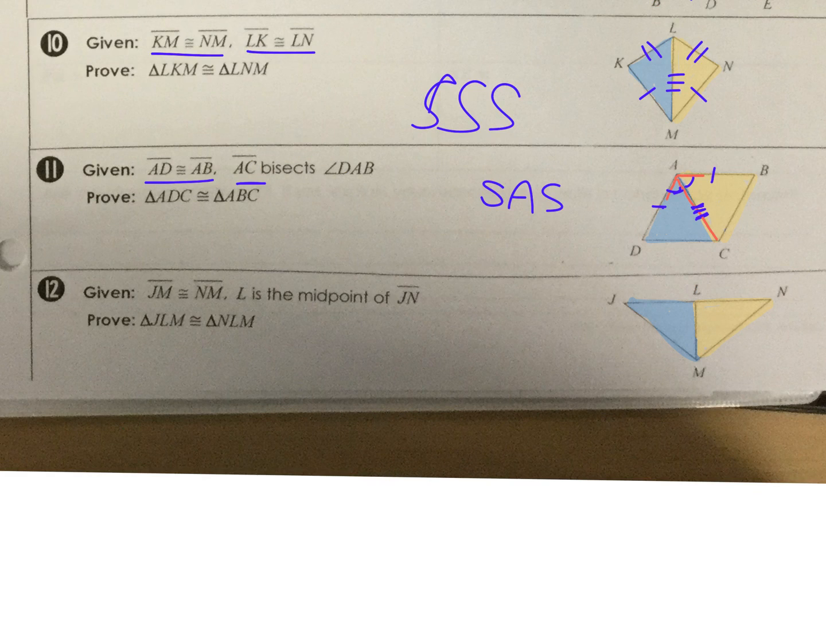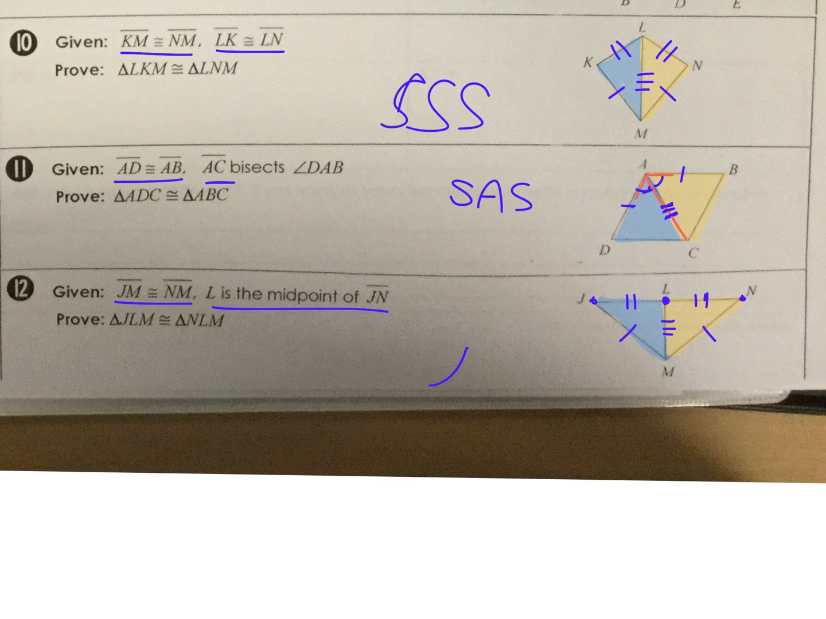All right, because I'm a genius, I'm going to go ahead and mark the middle on number 12. JM is congruent to NM. JN is congruent to MN. L is the midpoint. So if L is halfway between these guys, that means that this one is equal to that one. When I look at this, I get a side, side, side.